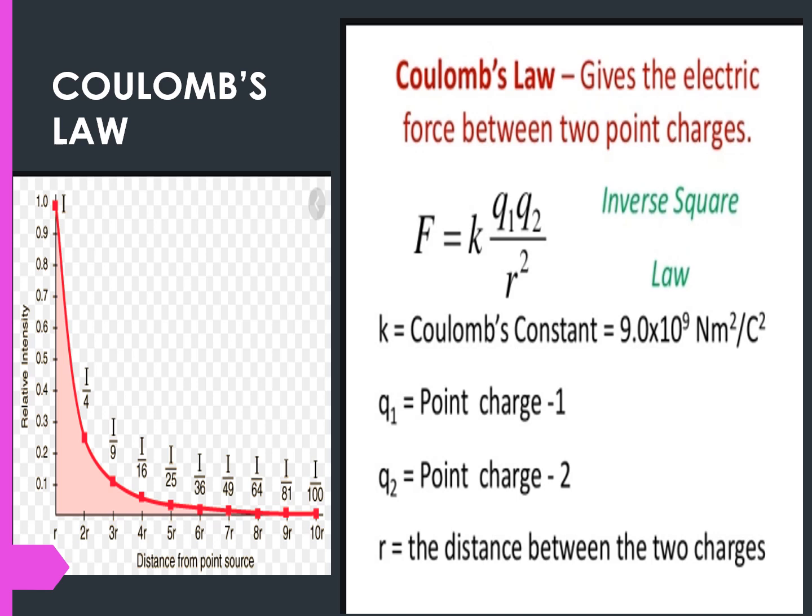Next is that the equation is F is equal to K into Q1 into Q2 divided by R square, where K is the constant, that is the value of 1 by 4 pi epsilon 0, which is equal to 9 into 10 to the power 9 Newton meter square per Coulomb square. We'll discuss this permittivity in the next slides.